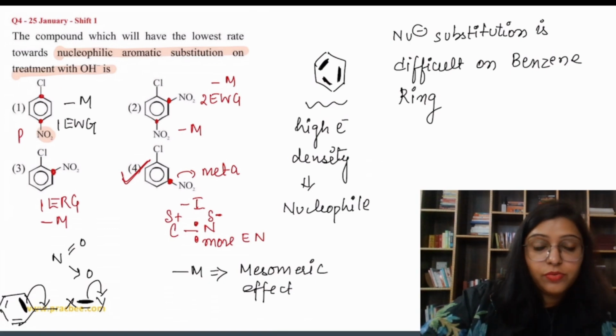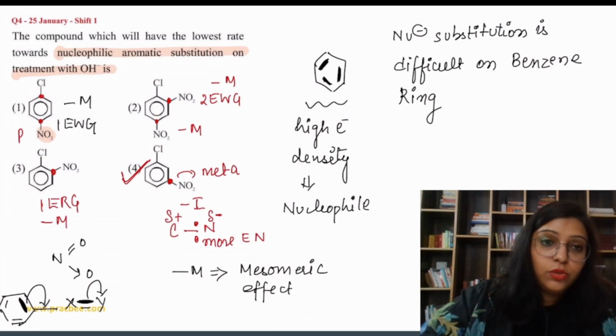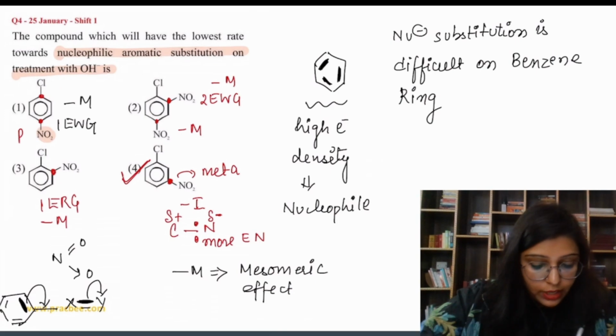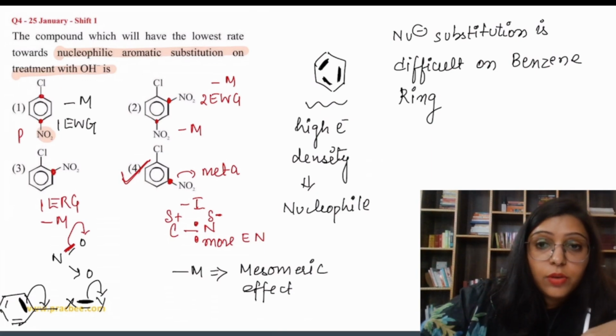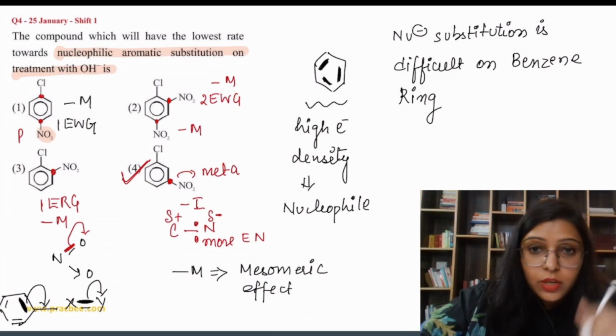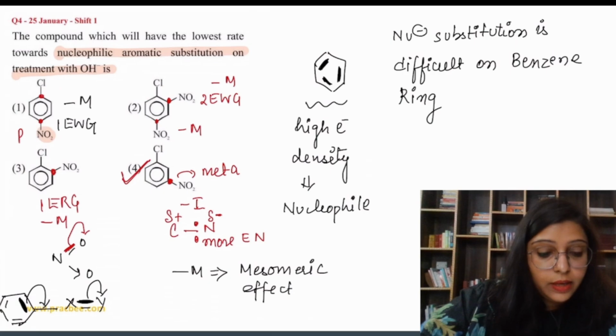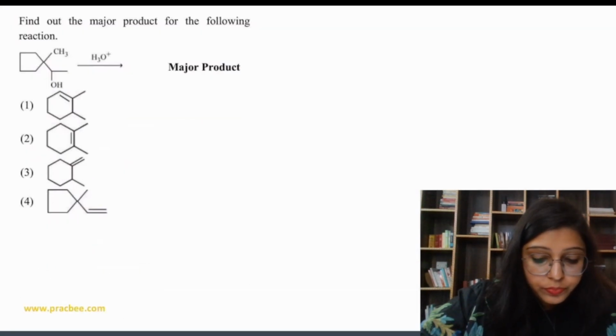It means complete transfer of electron happens from benzene to nitrogen, then we have the nitrogen double bond, then the electron of this bond shifts to oxygen, right? Lowest rate is in option number 4 and highest rate is in option number 2. Why is the highest rate in option number 2? Because we have 2 electron withdrawing groups. So the answer is going to be 4. Clear? Now let's do the next question.